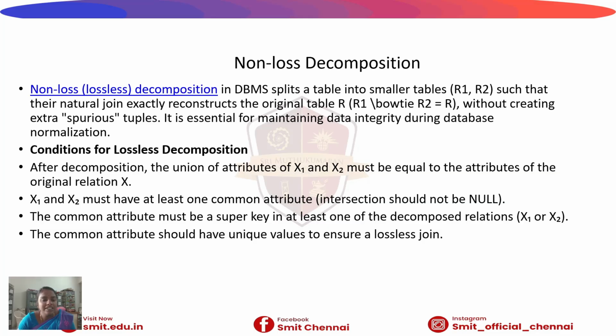There are some conditions for lossless decomposition. After decomposition, the union of attributes of X1 and X2 must be equal to the attributes of the original relation X. X1 and X2 must have at least one common attribute, so the intersection should not be null. The common attribute must be a super key in at least one of the decomposed relations. The common attribute should have unique values to ensure a lossless join.